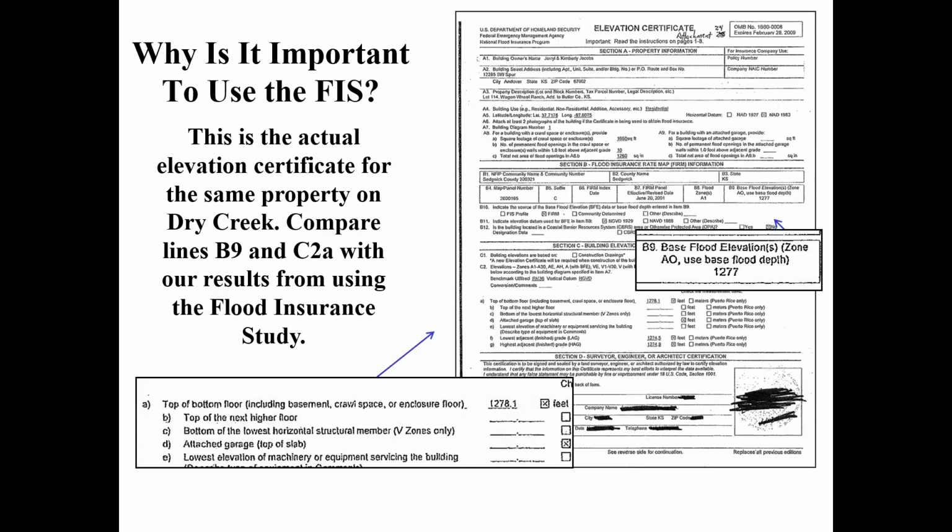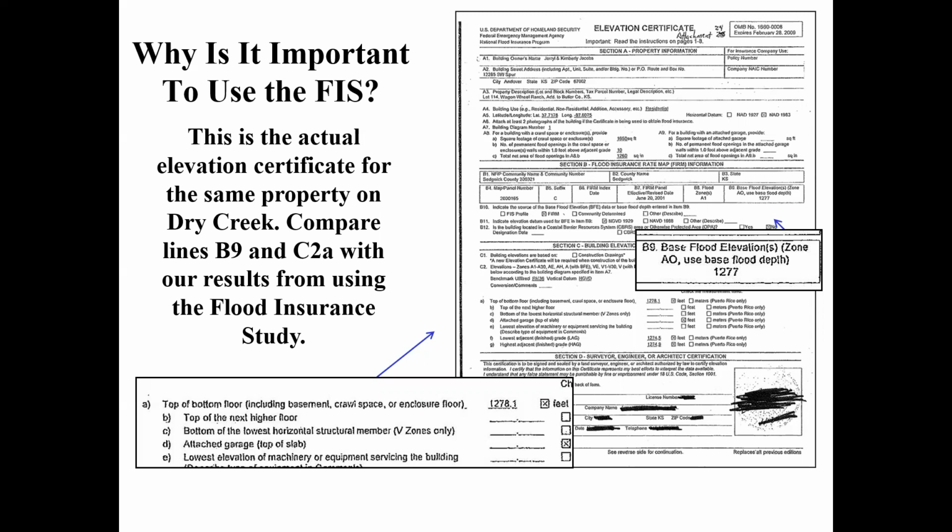So here's the actual elevation certificate for that property that we were looking at in Butler County. So if you look at B9 here, we've got it zoomed in on. It says 1277. And if you recall, that was the downstream rounded off base flood elevation number that was on the FIRM. So we know that they just kind of looked at the map and then plucked off that number and put it in here, which is not good.